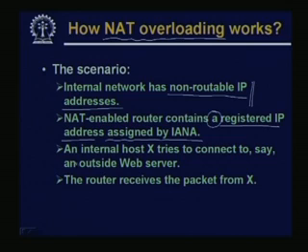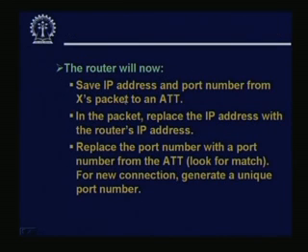Now, suppose the scenario is like this: an internal host, say X, tries to connect to an outside web server. So, the router will receive this request packet from X. The router will now save the IP address of the requesting computer. This is a private IP address, please recall, and the port number which the computer was using while sending this request. This can be obtained from the packet that was received from X. It saves these two into the address translation table, and in the packet it will replace the IP address, which was the private address, with the router's IP address.